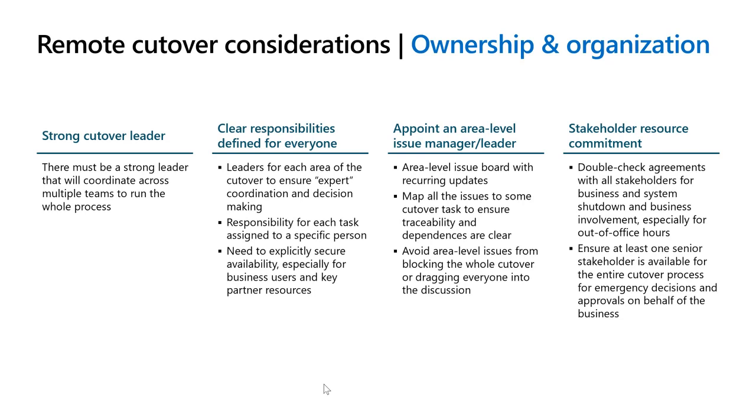Appoint an area level issue manager and a leader. So for example, if your cutover includes finance, manufacturing, customer engagement, make sure you've got somebody managing each of those specialist teams, so that you've got somebody to go to for decisions, approvals. Also think of having an issues manager that essentially picks up the issue and deals with it without disturbing the rest of the team and what they're doing.